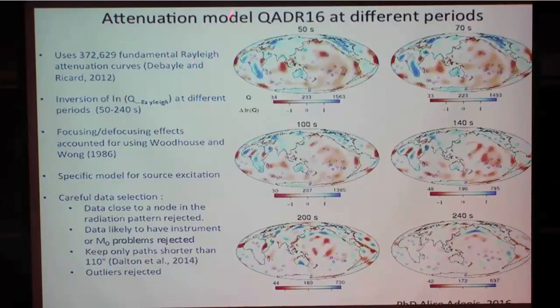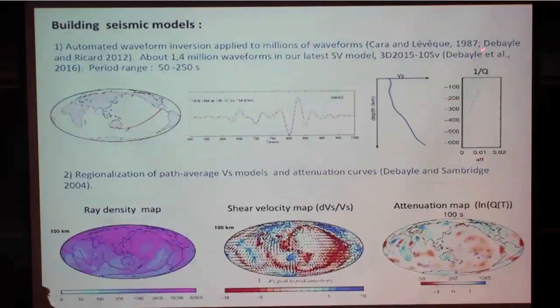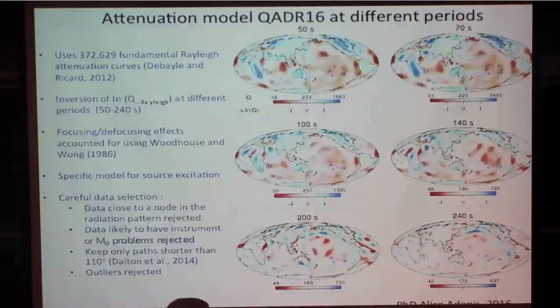Here, what we show is our attenuation model. It's ongoing work at the moment. It's shown at different periods. Why? Because we do not invert directly for the quality factor model as a function of depth, because when we process the attenuation data, they are very sensitive data.